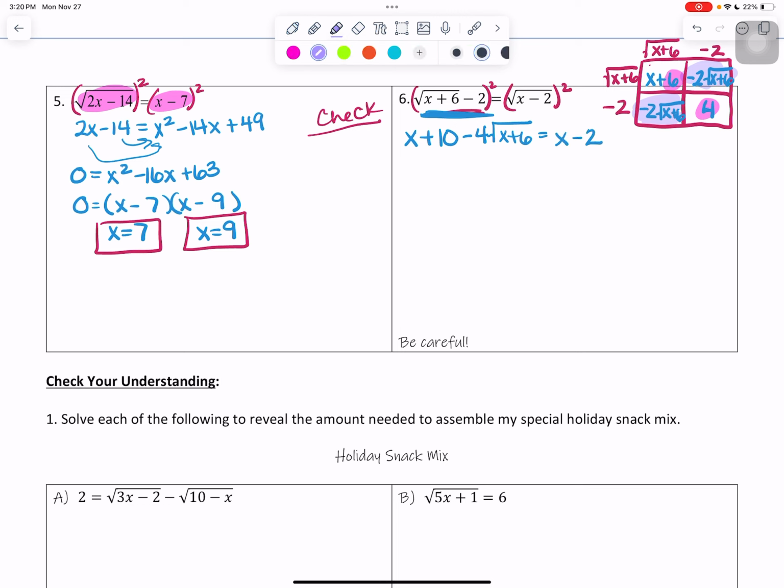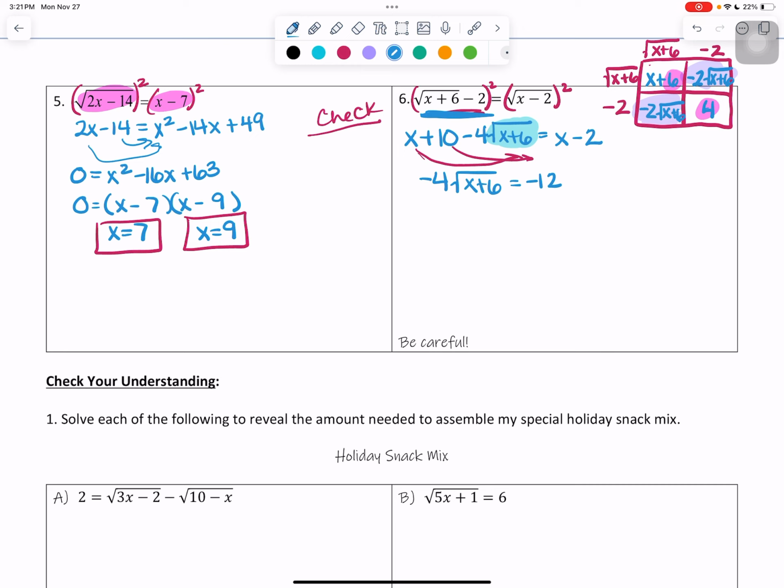All right, I still have a radical. So I need to get that by itself and square both sides again, okay? So we're going to do adding and subtracting first. So we move this and this. So I'm going to subtract both of those. So I get negative 4 square root of x plus 6. That didn't move. I subtracted x from x, so x is now gone on the outside there on the right. And I'm subtracting 10 from a negative 2, so I get negative 12.